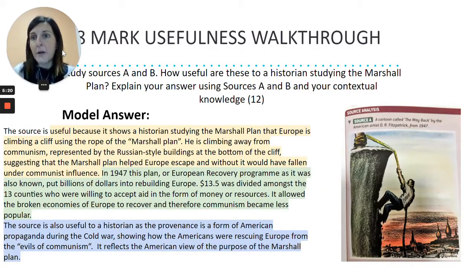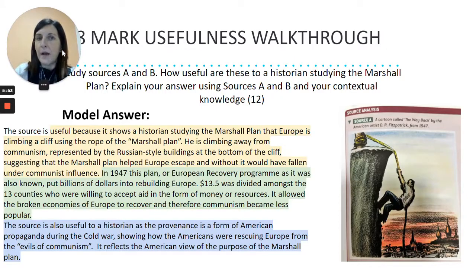So in terms of model answer, here's the model answer for source A. The source is useful because it shows a historian studying the Marshall Plan that Europe, as you can see represented by the man in the painting, is climbing a cliff using the rope of the Marshall Plan. He's climbing away from communism, represented by the Russian-style buildings at the bottom of the cliff. And this suggests that the Marshall Plan helped Europe escape, and without it, it would have fallen under communist influence.